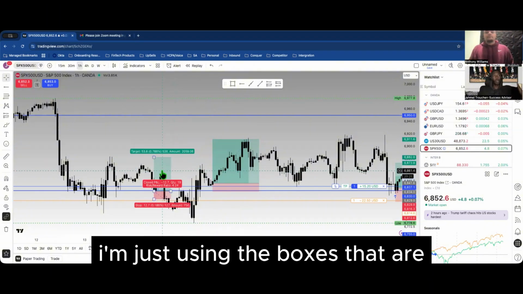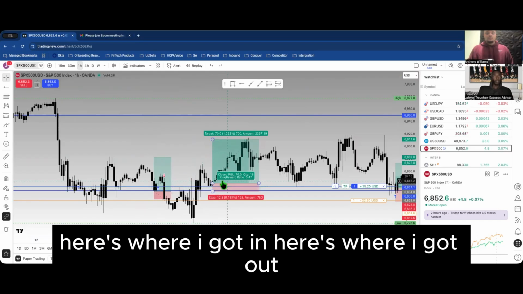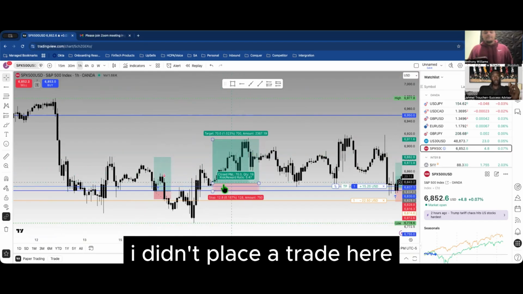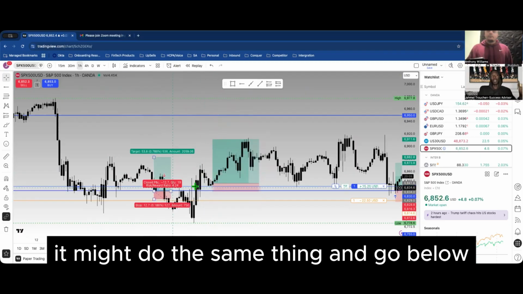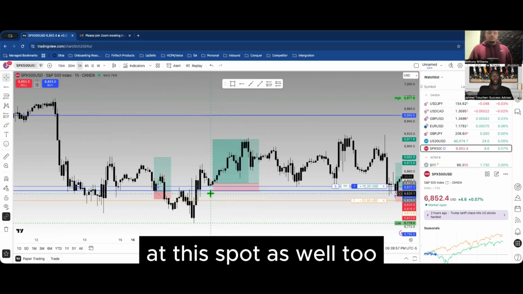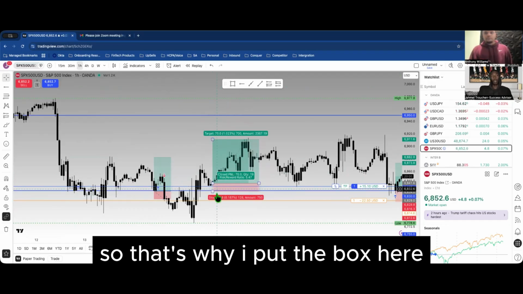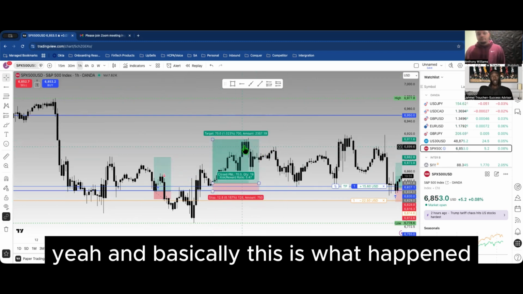So yeah, I'm just using the boxes of okay, here's where I got in, here's where I got out. But then I used this box. I didn't place a trade here, but I was just monitoring like, okay, it might do the same thing and go below, but I'm still gonna take a trade right here at this spot as well. So that's why I put the box here, to see what's gonna happen. And basically this is what happened.